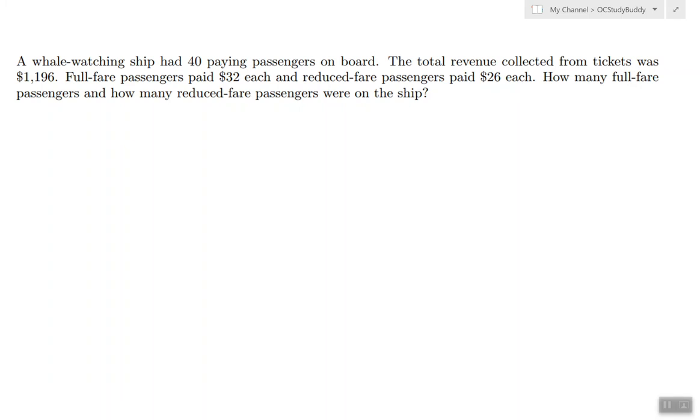In this video I'm going to show you how to solve a word problem which involves summarizing the data in the table. So first and the most important step of the problem solving process is to read and understand the problem. So let's go ahead and read it.